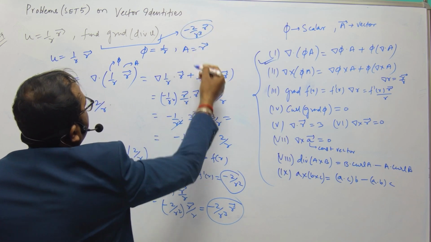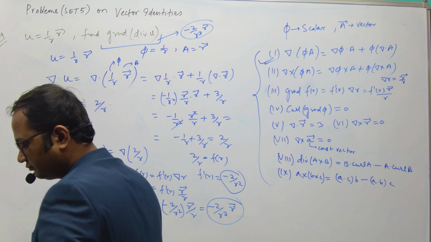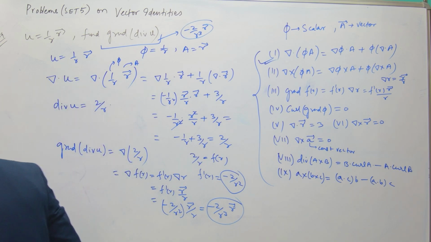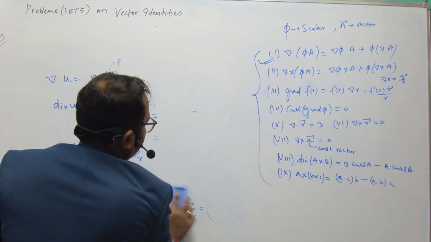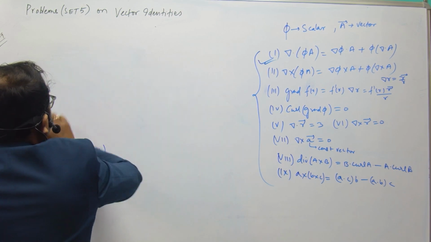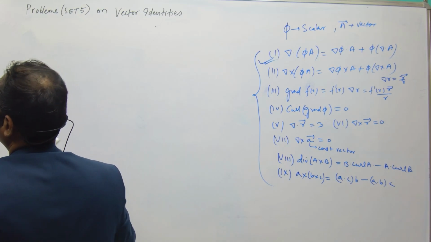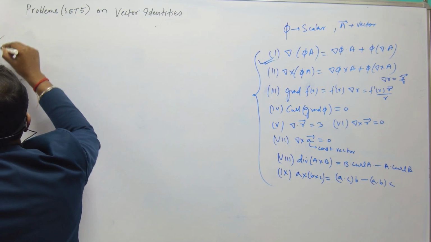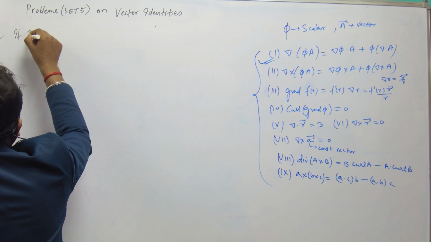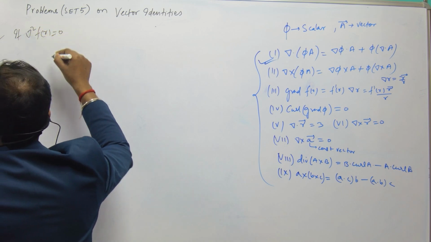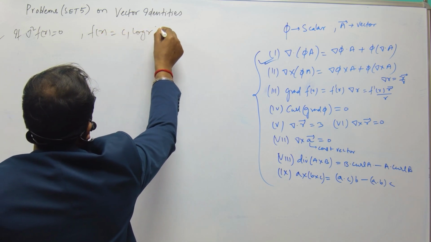Okay. Now let us discuss question number 30. Question number 30: if del square f of r is equal to 0, then we have to show that f of r is equal to c1 log r plus c2.